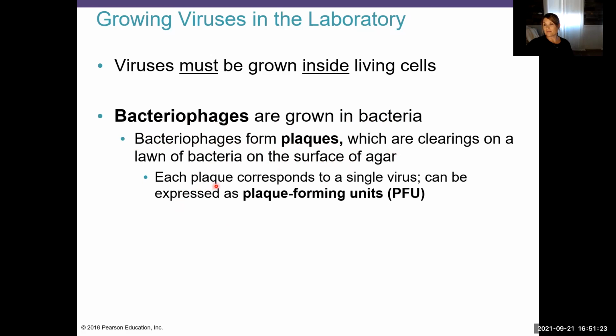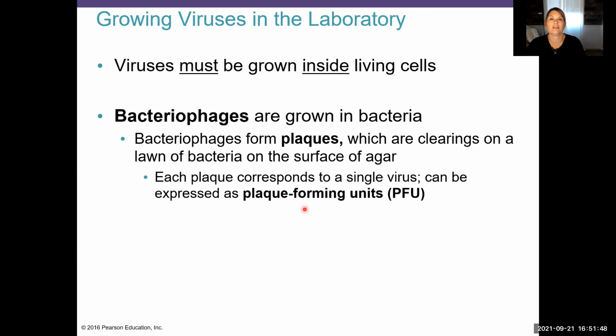So each plaque basically corresponds to one single virus, and it can be expressed as a plaque forming unit. So you know we've talked about bacterial colonies, and sometimes they're called CFUs or colony forming units. That's because they all came from one bacterial cell to start with. And so we call them colony forming units.